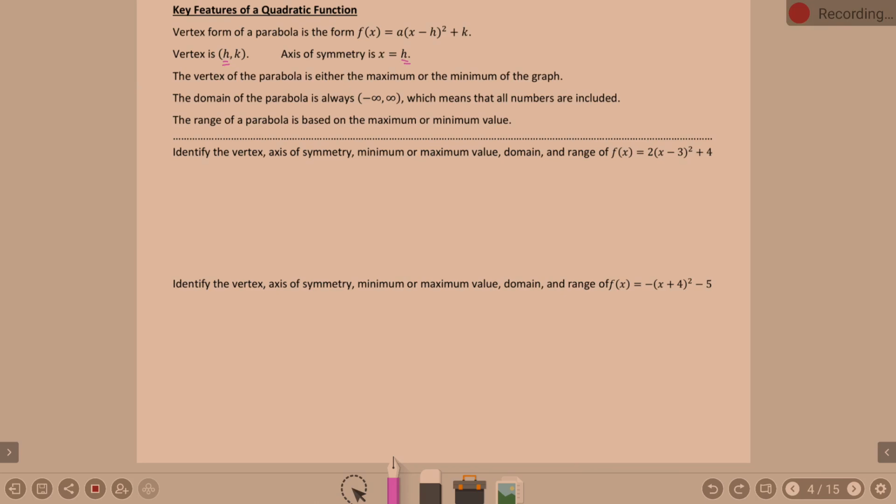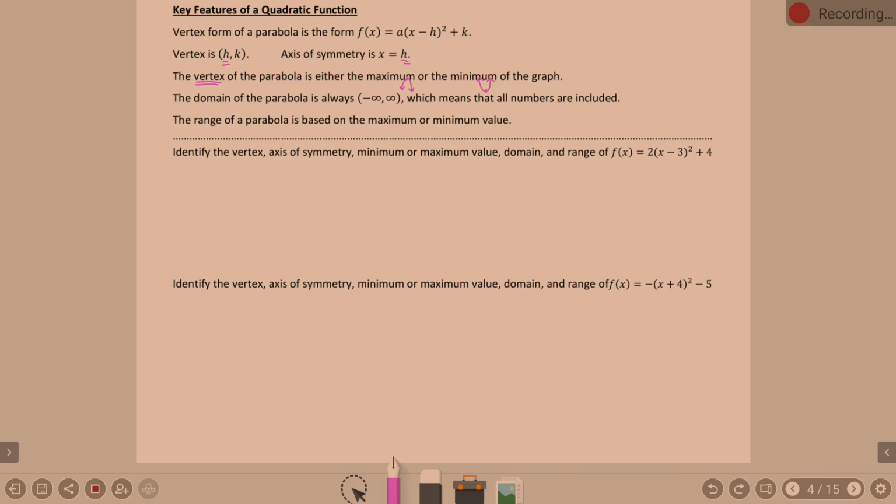Now, a little bit of new information. The vertex of the parabola is either the maximum or the minimum of the graph. Do you guys know what we mean by maximum and minimum? The highest or lowest point, right? So the vertex is either the maximum or minimum. If it's a maximum, that means the parabola is upside down and it's the highest point. If it's a minimum, the parabola is right side up and it is the lowest point. So when you're asked to identify the maximum or minimum, you just have to know, is my parabola right side up or is it upside down?